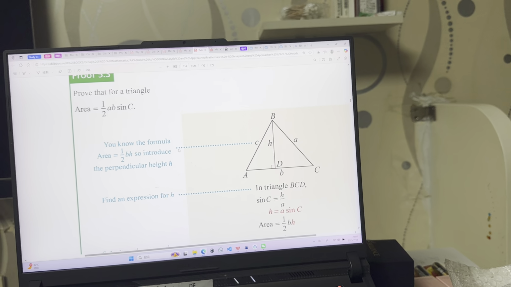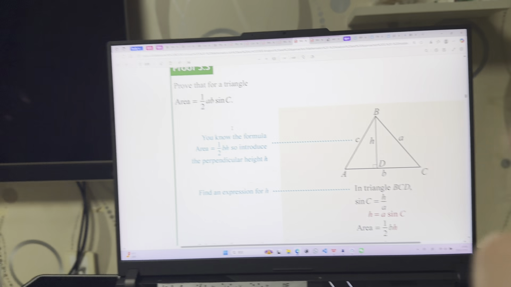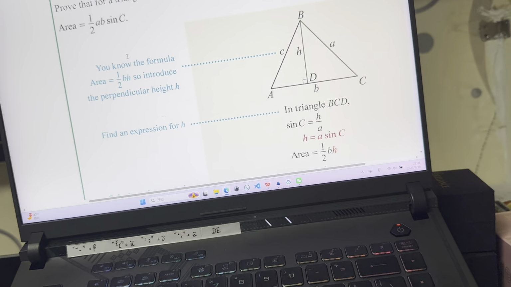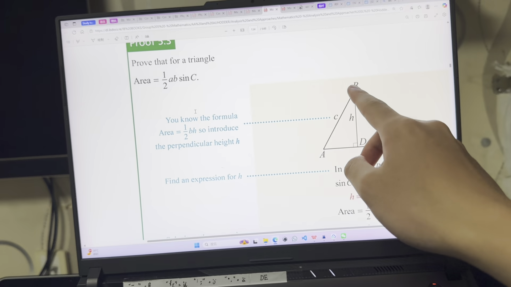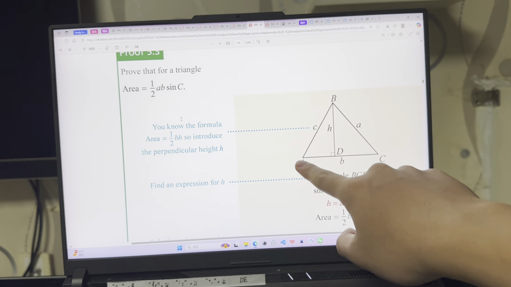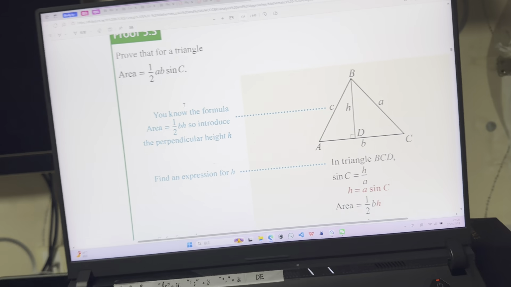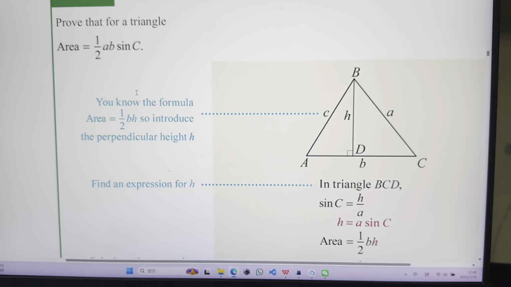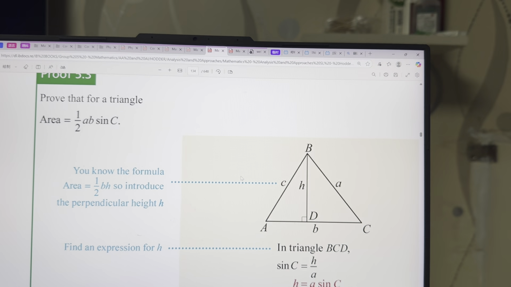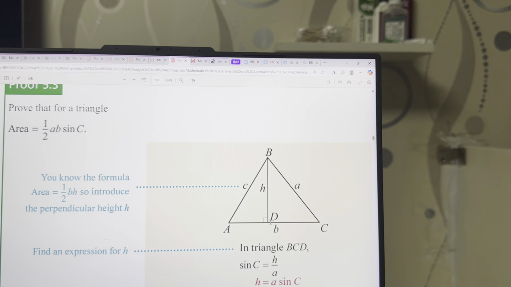Why did we draw a line which is perpendicular to line AC? Because actually this line is the height of the triangle. And also the first formula we learned about the area of a triangle is related to the height of the triangle, so we need this. Then we create it.